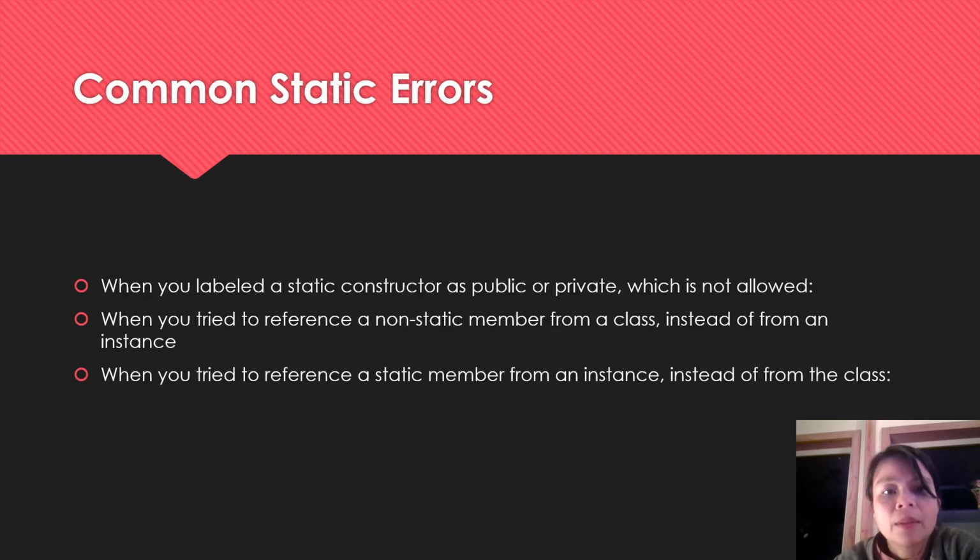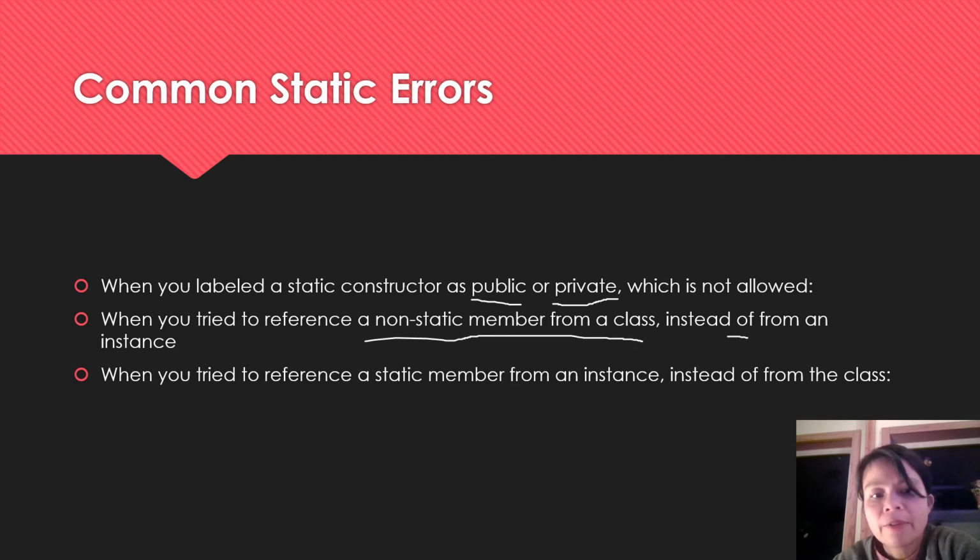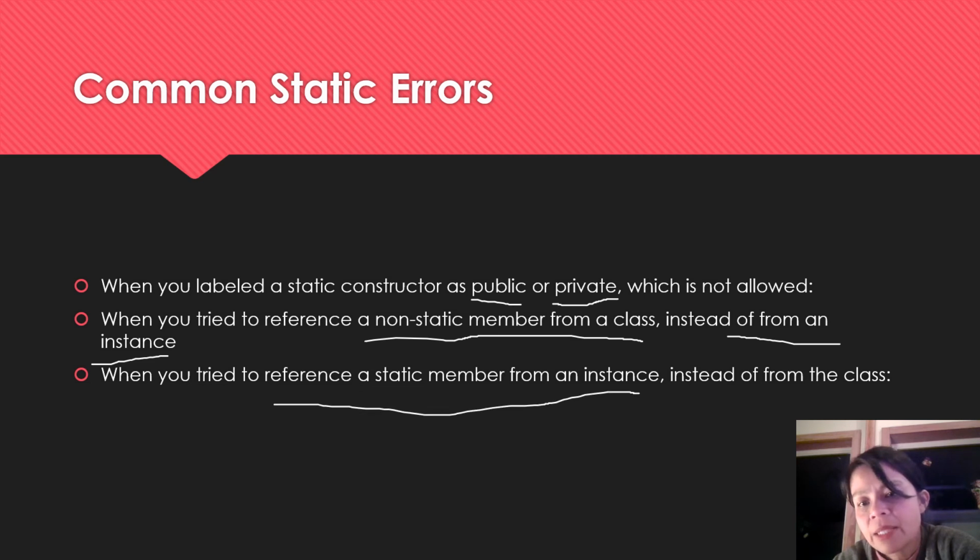So let's look at common static errors. When you label a static constructor as public or private, which is not allowed, okay? That's one of the errors. When you try to reference a non-static member from a class, okay, instead of from an instance. Or when you try to reference a static member from an instance instead of from the class.